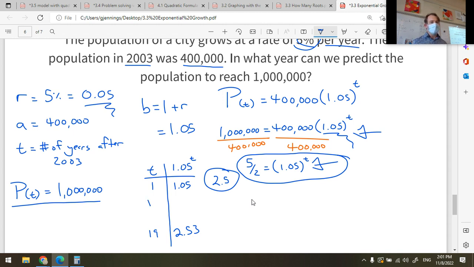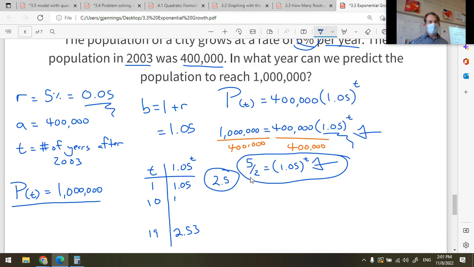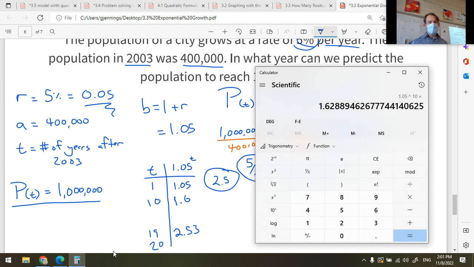Okay, so this is how guess and check works. Let's say you try 10, and then you do 1.05 raised to the power 10, and you get 1.6. We're part of the way there, but we're not really there yet. So when we try something bigger, maybe you try 20 next.